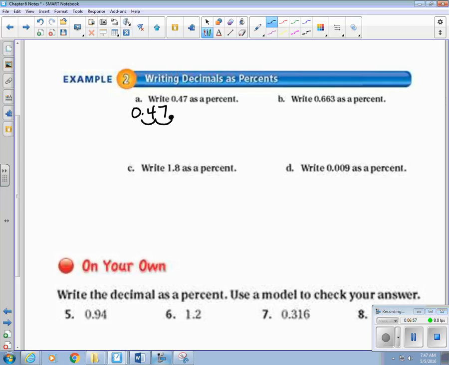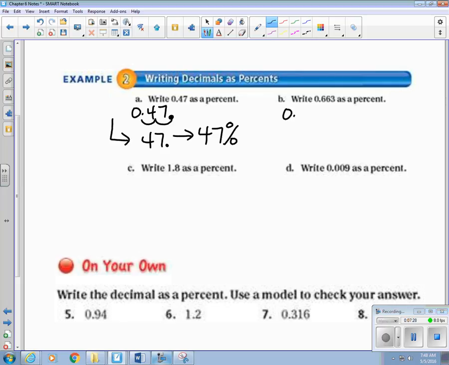So let's see what this would look like. This would be 47, and if we have that decimal point there that we bring down, well, having this decimal point here doesn't really change the value of this number 47, so we would just drop the decimal point and we would end up with just 47, and then we're going to add a percent symbol since we're changing a decimal to a percent.